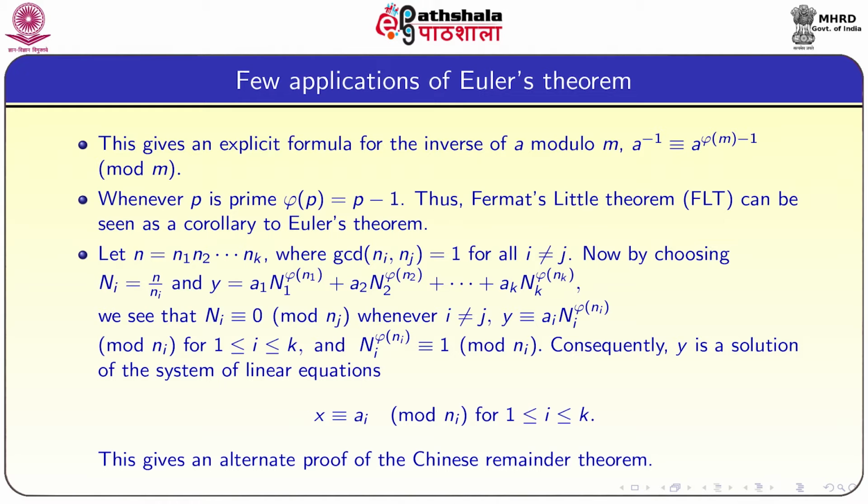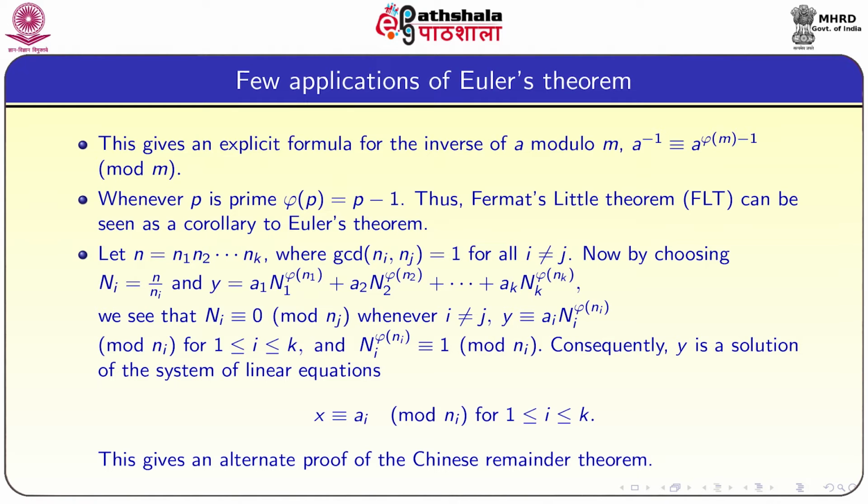we will see that Ni is congruent to 0 mod nj whenever i is not equal to j, and y is congruent to ai Ni^φ(ni) mod ni. Also we have Ni^φ(ni) congruent to 1 mod ni. Consequently, y is a solution to the system of linear equations x congruent to ai mod ni for 1 ≤ i ≤ k. This gives the alternative proof for the Chinese remainder theorem.